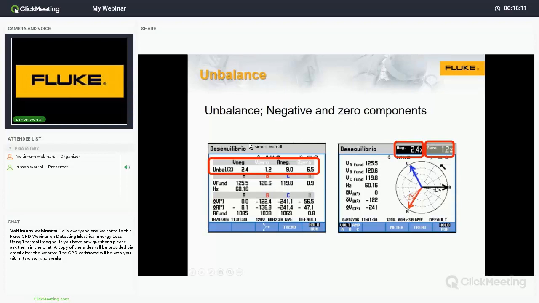And here we can see a simple screenshot from a Fluke 430 series. It gives us a voltage imbalance of 2.4, so we're outside of the specification for motors there. So we need to drill down into that. Our current unbalance will always be significantly greater than our voltage unbalance.